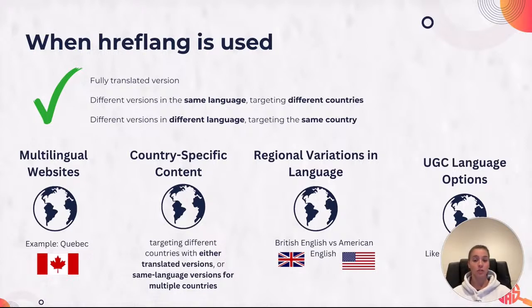Then you've got country-specific content, so targeting different countries with either translated versions or same language versions for multiple countries. You've got regional variations in language, which would be British versus American English. And you've got user-generated content language options, which could be Reddit or Legiit Marketplace.